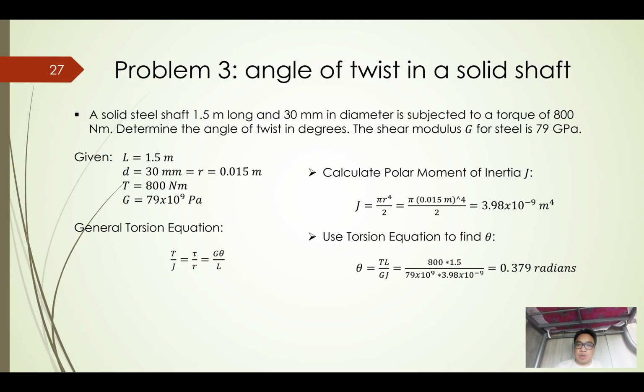Use the torsion equation to find theta, or the angle of twist. Theta is equal to torque times length all over the shear modulus times the polar moment of inertia. Substituting the known values, we will come up with 0.379 radians, and converting to degrees, it will give us 21.7 degrees.